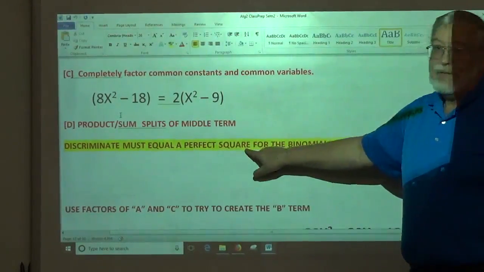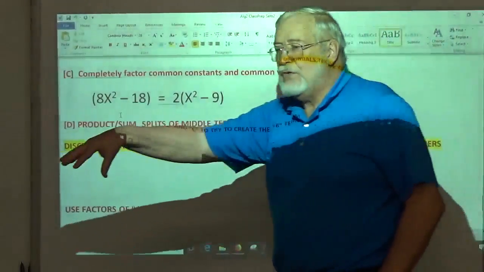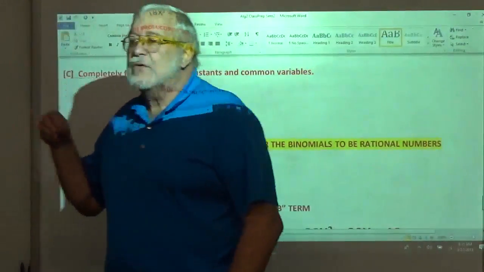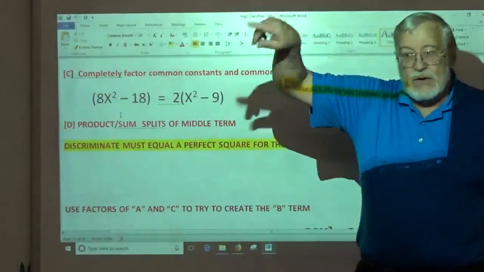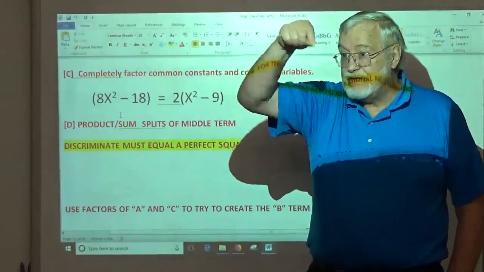Now, the discriminant. Forrester, who was the author of our book, likes to use the discriminant. The discriminant is what's under the square root in the quadratic formula, b squared minus 4ac.